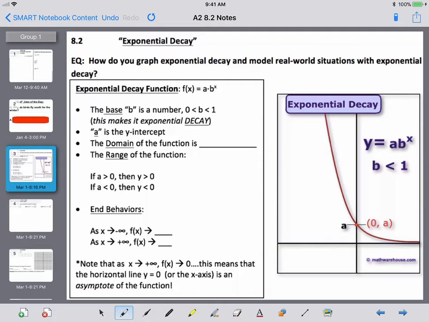Alright, hi there guys, this is Miss Scott, and in this short video we're going to talk about what makes a function have exponential decay.